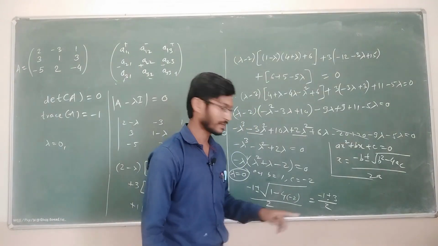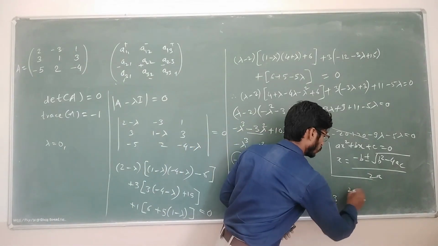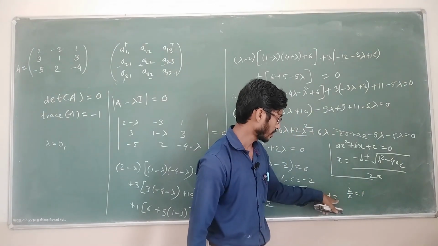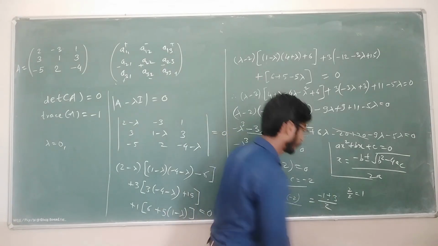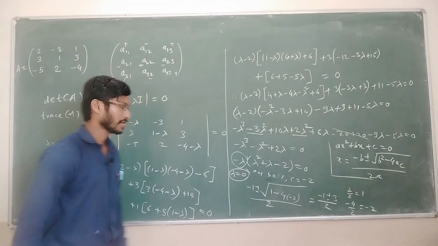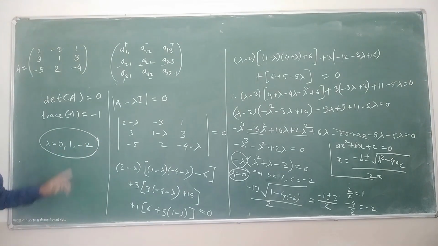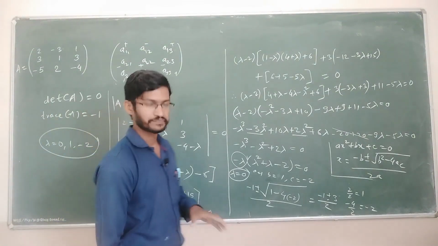So we will get two answers: 1 plus 3 upon 2, that is 4 upon 2, equal to 2, and another answer is 1 minus 3 upon 2, that is minus 2 upon 2, equal to minus 1. So my eigenvalues are 0, plus 2 and minus 1. If you check, if we add these we get the trace, and if we multiply we get the determinant, which is equal to 0.